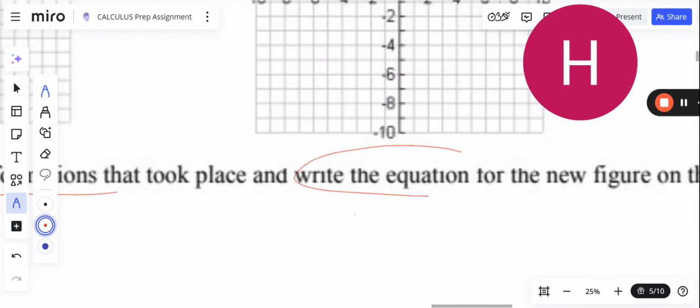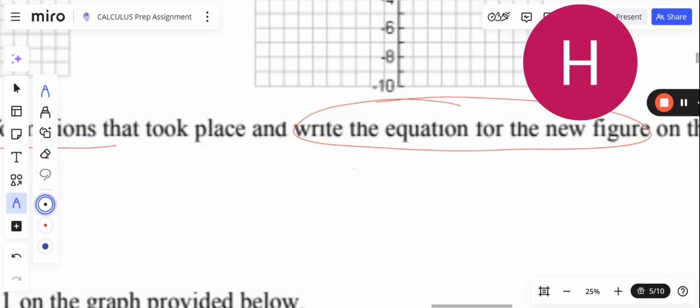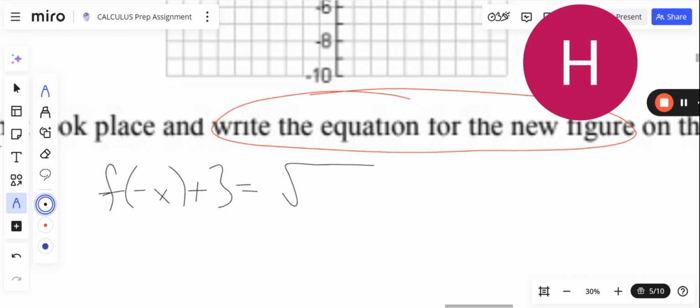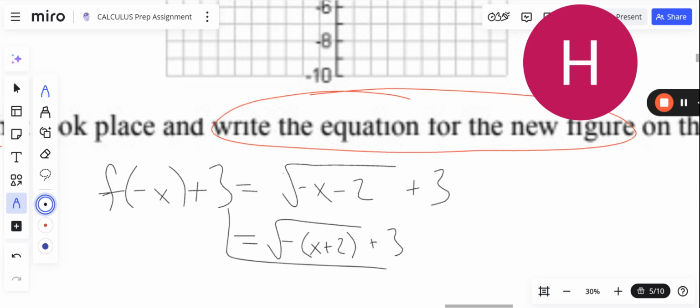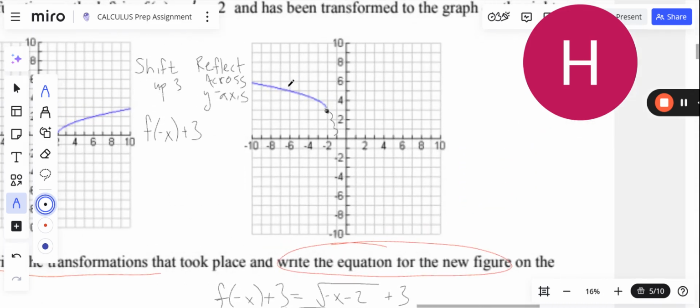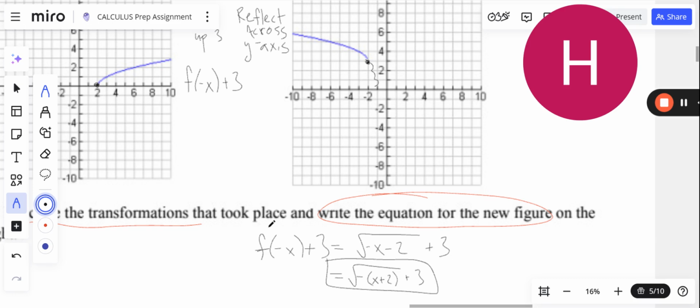And we're also going to write the equation for the new shape. So we want f of negative x plus 3. We're basically just going to replace the x in the original function with a negative x. This will be the square root of negative x minus 2. And then outside of the square root, we have plus 3. We could also write this with the negative factored out. It might be preferable to write it like that. There we go. That's the equation of this transformed function. And that covers part A.